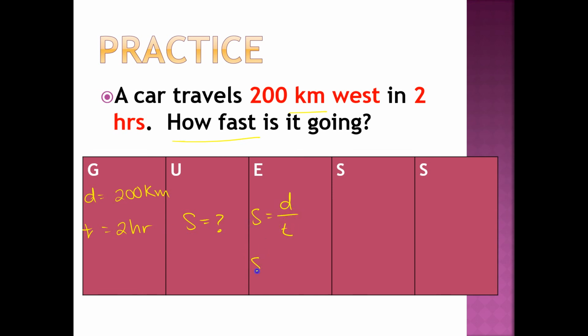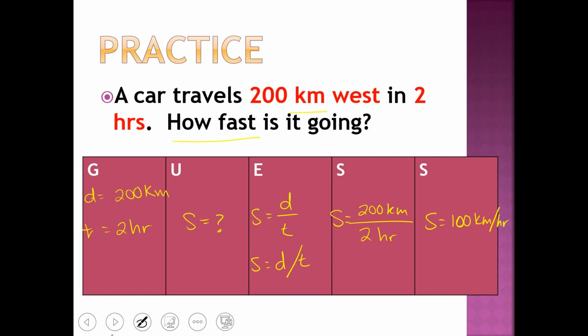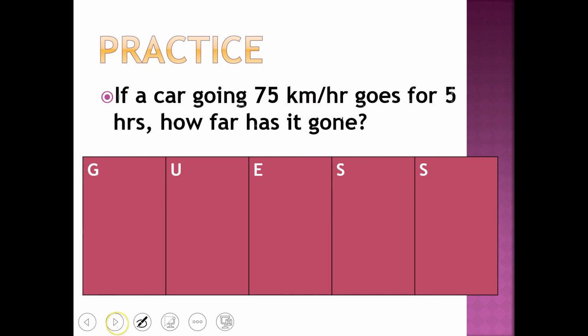When you type this on the computer, it will most likely look like this, which is fine, but when I write it out, I like to use a fraction. It makes it a little easier to see. When we substitute, we have speed equals 200 kilometers divided by 2 hours. And that means my speed is 100 kilometers per hour. Good. Let's take a look at our next practice problem.